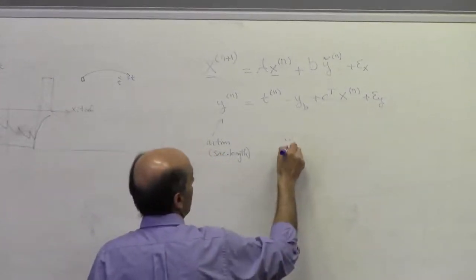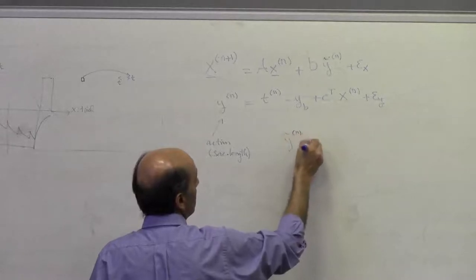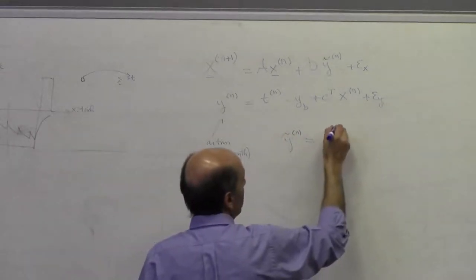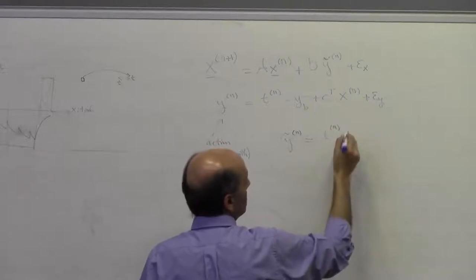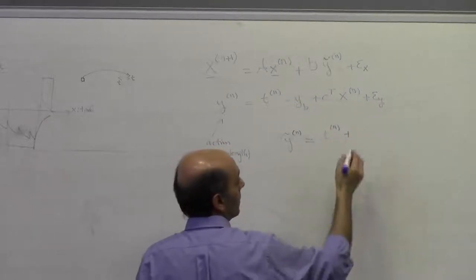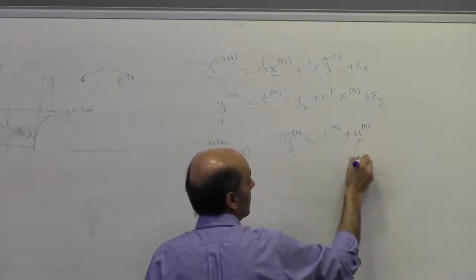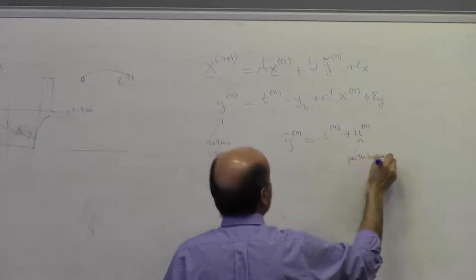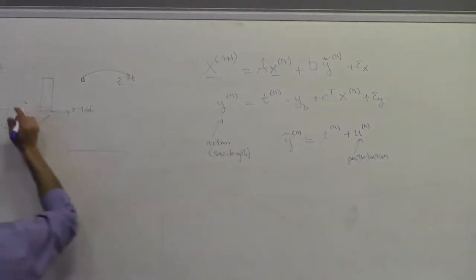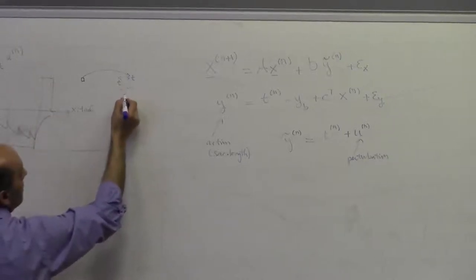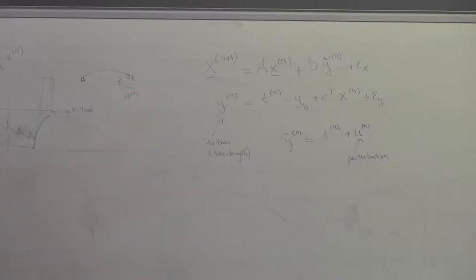So I can say Y tilde of N is equal to where I put the target, T of N, plus, say I put a perturbation to that target. And I'm going to call that U of N. This is the perturbation that I did. This is what I plotted here, is U of N here. U of N is the perturbation that I plot. I call it delta T, which is basically the change in the target that I made. This is the perturbation that I produced.